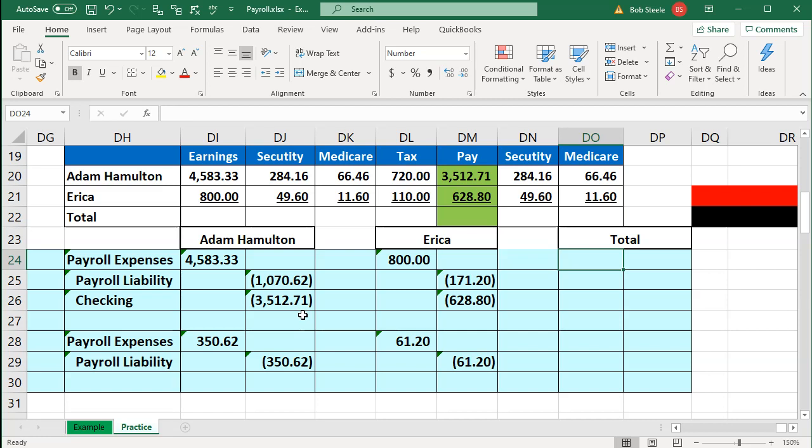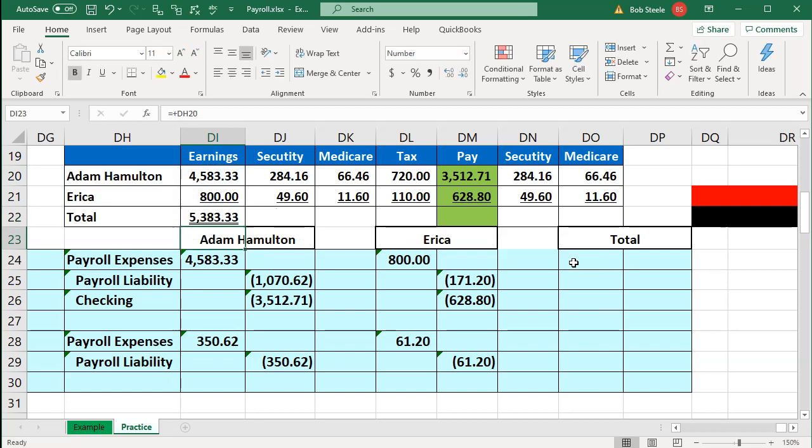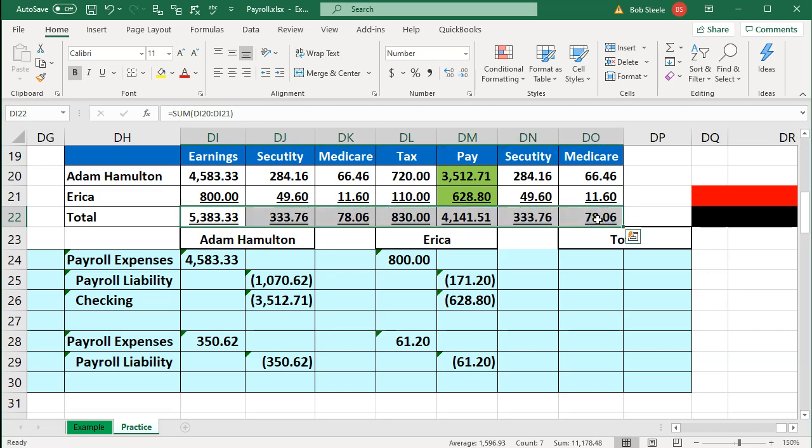We also get to use a data input screen of a check rather than a journal entry, which might be easier for some people to look at. Okay, so then we can say the total could be the total down here. Let's just total these up in this format. Let's sum these up, equals the sum, the 4,583.33 plus the 800. I'm going to autofill that all the way across, putting my cursor on this little autofill button and dragging all the way to the right. And all I've done is sum up all the way across.